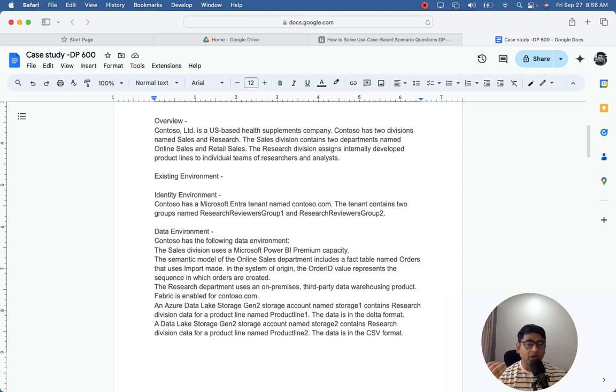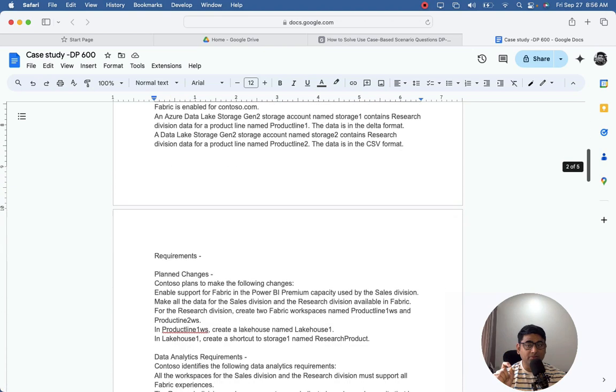So always remember, when you start learning Microsoft Fabric, you should be aware not only of the definition, but the total in and out of that concept. Now a Data Lake Storage Gen 2 storage account, the name is storage 2. So now they have storage 1, storage 2 for different kinds of data. It contains the research data. The first one contains product line 1, and this contains product line 2. The data is in CSV format. Okay, so these types of things you have to make a note of.